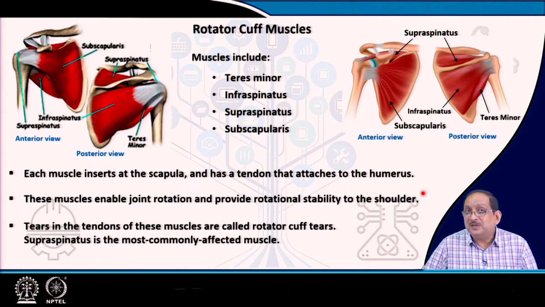Tears in the tendons of these muscles are commonly known as rotator cuff tears. The supraspinatus is the most commonly affected muscle within the group of rotator cuff muscles.